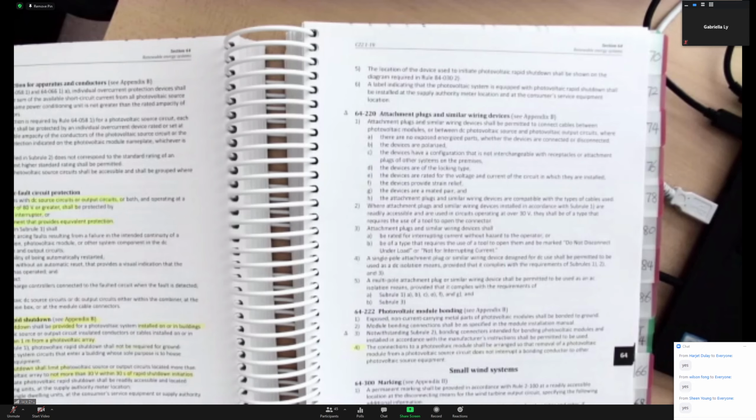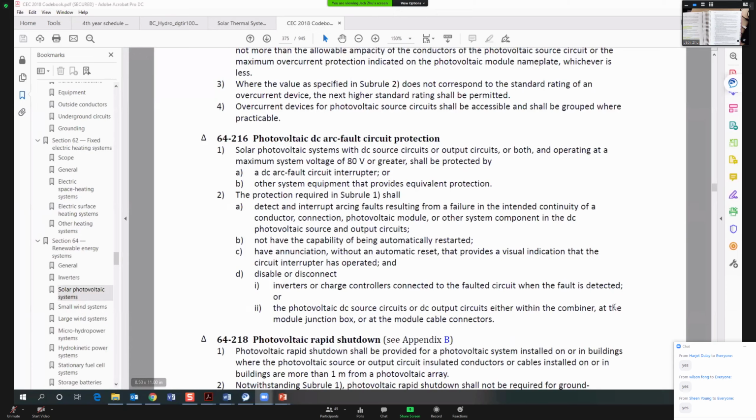Okay. We continue with our code. I think there will be a bunch of code questions, maybe at least 4 or 5 on your exam.